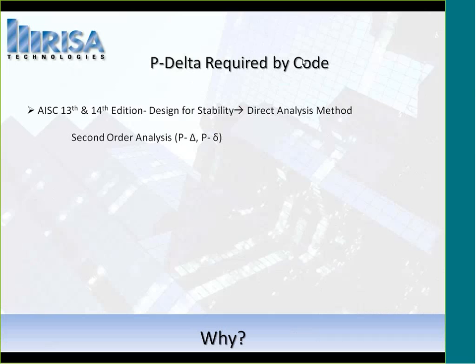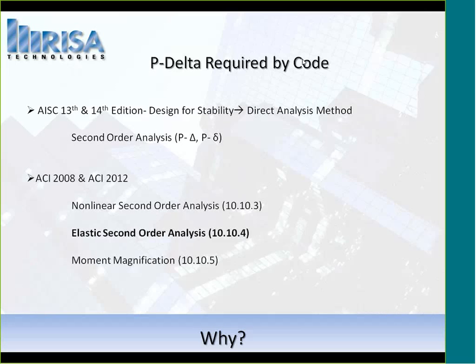The 13th and 14th editions required it for the design of stability, and that specifically is the direct analysis method. So what you'll see is there's second order analysis for big P-Delta and little P-Delta required. Little P-Delta, sometimes you can get out of that. It depends how much axial force you have in your element, whether you can avoid doing little P-Delta. But I'll show you how to do it just in case you do need to qualify that for the second order analysis.